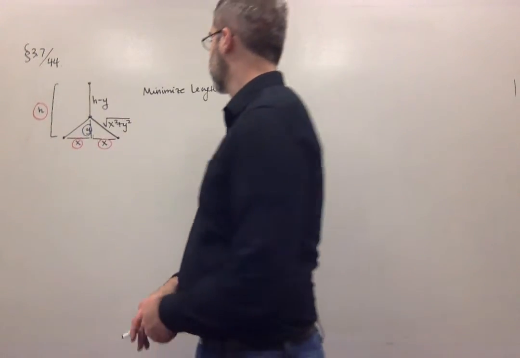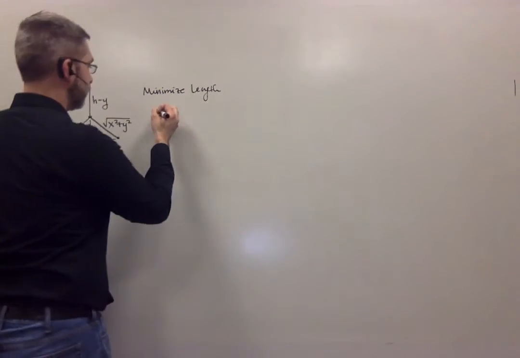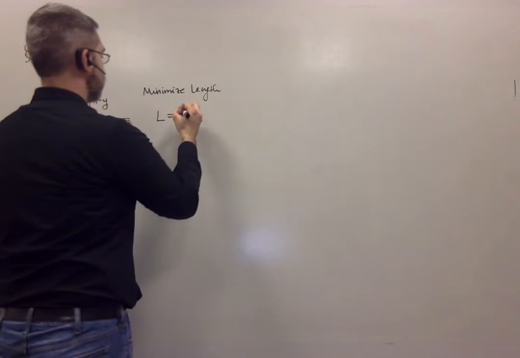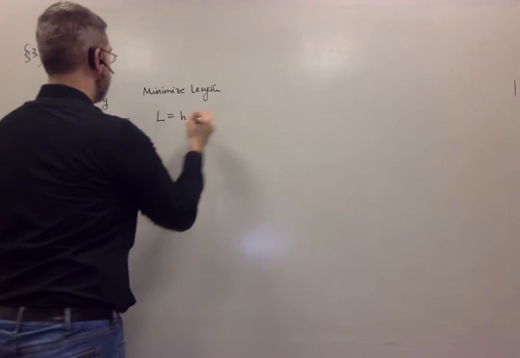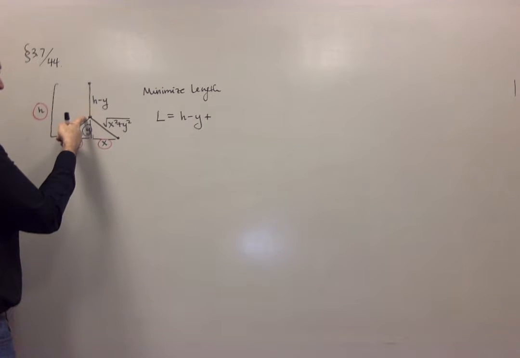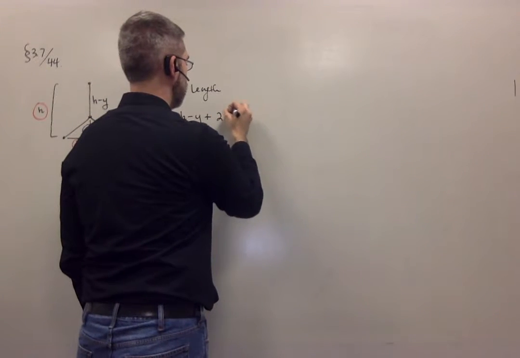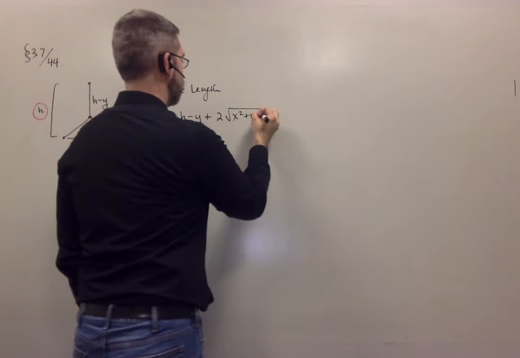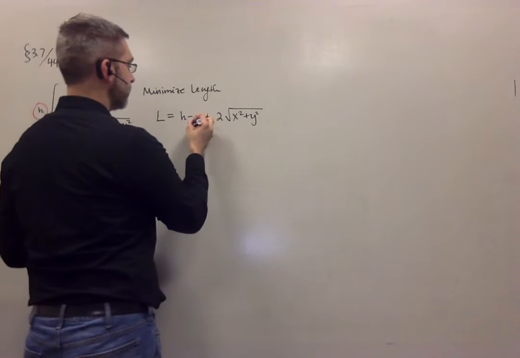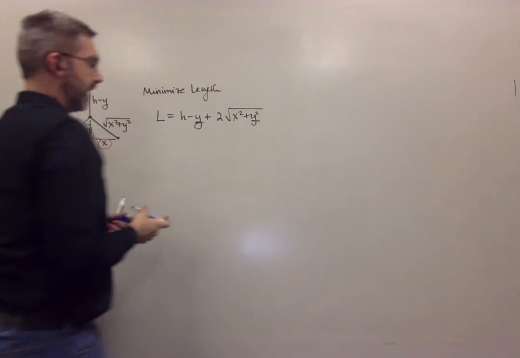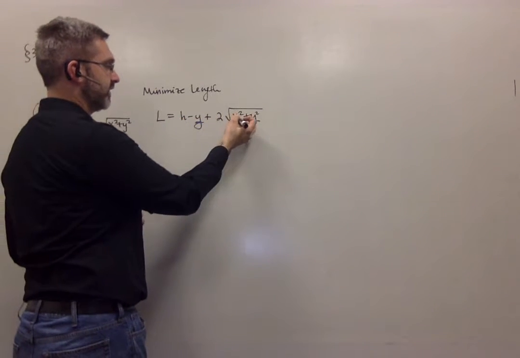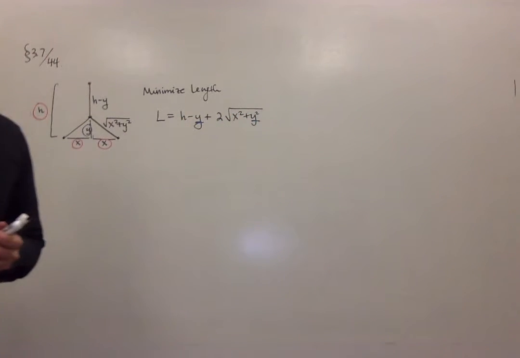Okay. So the thing that we want to do here, if we have our length, is going to be this distance right here, which is going to be h minus y. And then we've got square root of x squared plus y squared. This is the same thing. So we've got two copies of the square root of x squared plus y squared. Now the thing to keep in mind, everything in here is constant except y. So remember that. It helps your brain to think of this as 5 and this as 4. And that's fine.